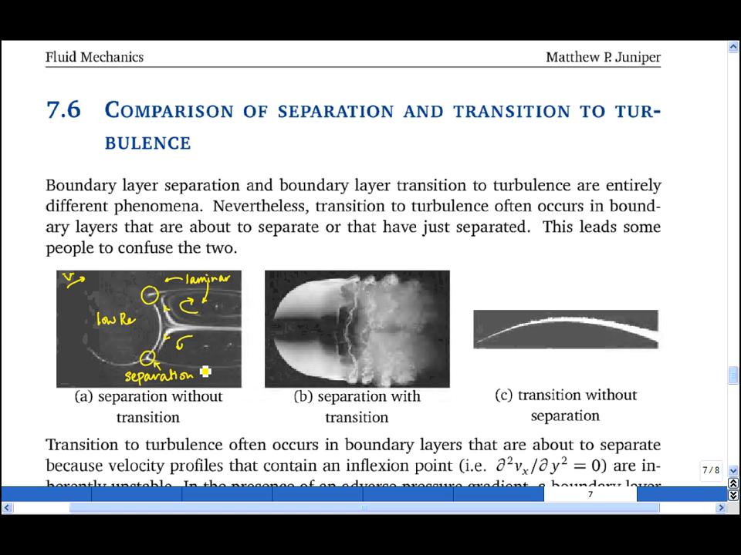In the picture on the right, we have a flow from left to right over a curved body. Here we see that the flow remains attached along the entire body, but by looking at the smoke visualization we see that the boundary layer is turbulent. So this is an example of transition to turbulence in a boundary layer without separation.